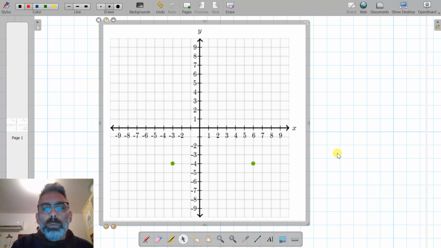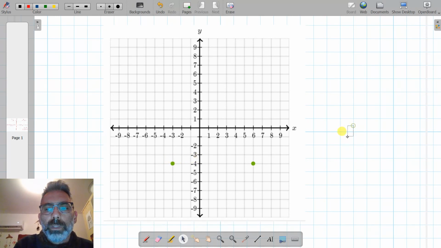Okay, so the distance from this point to the y-axis is 6, and the distance from this point to the y-axis is 3. So the total distance is 9, because we have 6 plus 3, which is 9. We can also calculate this by saying that we subtract 6 minus -3.